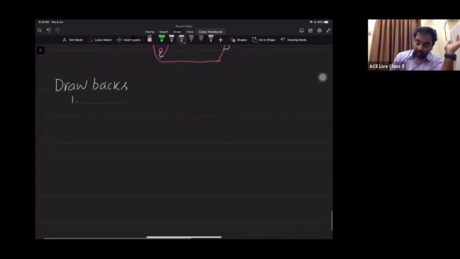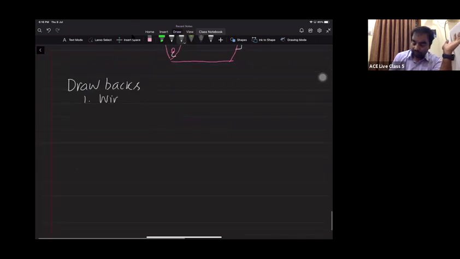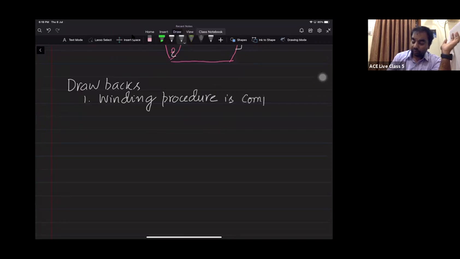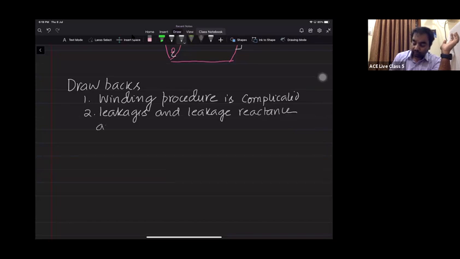Right. So I can say the winding procedure is complicated. Second thing, you can see the leakages are more. Leakages and leakage reactances are very high. These are the drawbacks. Then what are the advantages we are having?